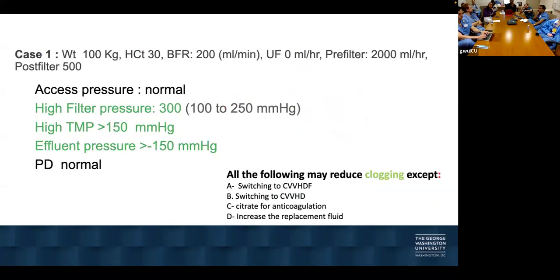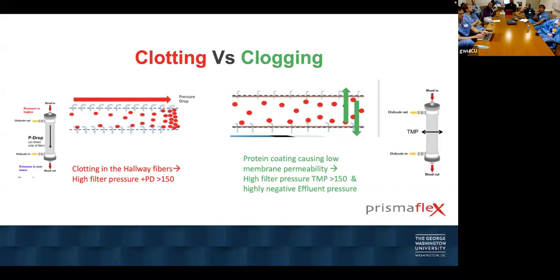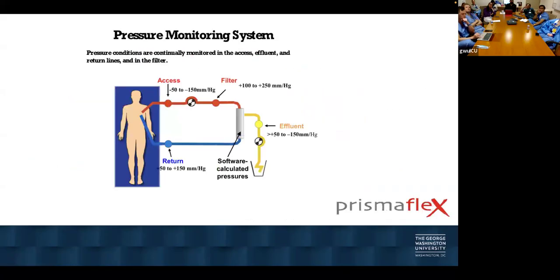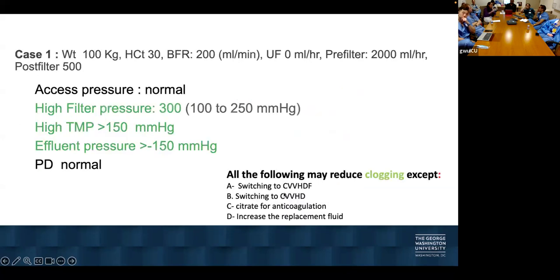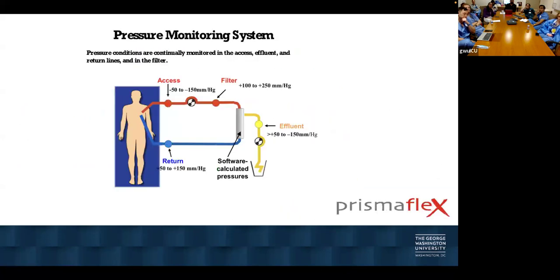Why do you have negative fluid pressure? I thought it has to be positive. Which one? In the effluent side. Yes, the high negative effluent, because you are basically pulling from the circuit and it's clogged. It's clotted here, it's clogged. And you're trying to pull, but not much volume is coming out. So you're creating more negative pressure, because you're no longer getting the positive, because there's already fluid in the column. Yes.